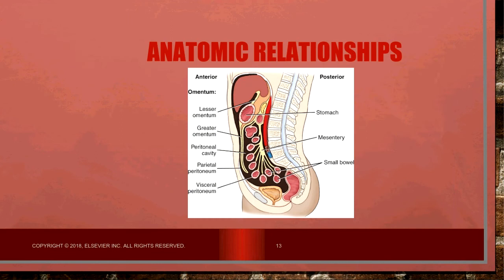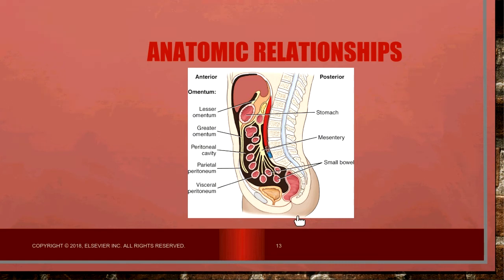When we look at some of the other anatomic relationships in the abdomen, you can see that this is a mid-sagittal section. So they're actually looking from side to side on the patient. You can see this is the anterior portion of the patient, posterior portion, you can see the spine coming down. You can see all the visceral peritoneum that lines the organs. The parietal peritoneum lines the wall of the peritoneal cavity. And then they've got greater and lesser omentum and mesentery in there, which we'll look at in just a minute.